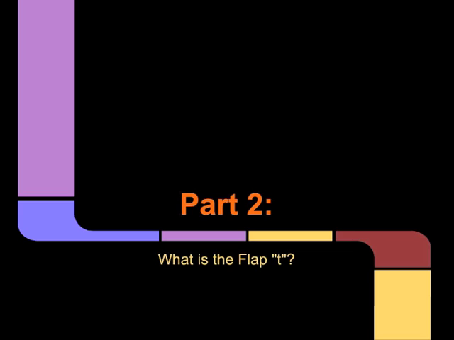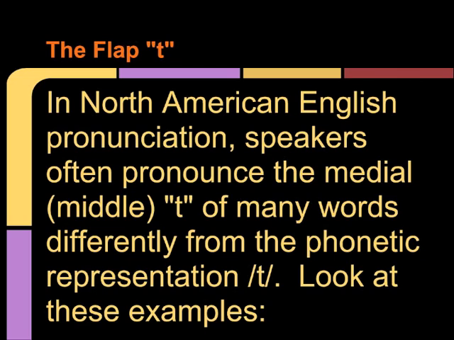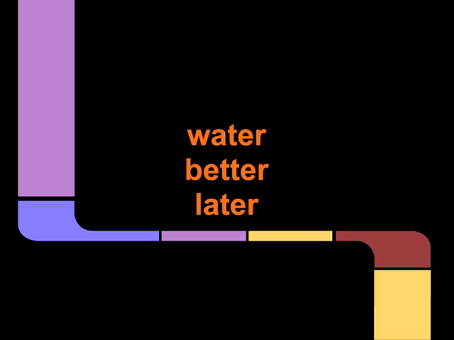Part 2. What is the flap T? In North American English pronunciation, speakers often pronounce the medial or middle T of many words differently from the phonetic representation t. Look at these examples. Water, better, later.